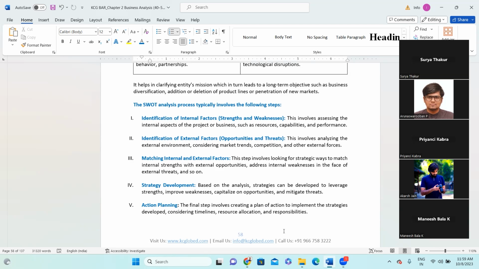Okay. Right? And the last one is action plan. The final step involves creating a plan of action to implement the strategies developed, considering timeline, resource allocation, and responsibilities.